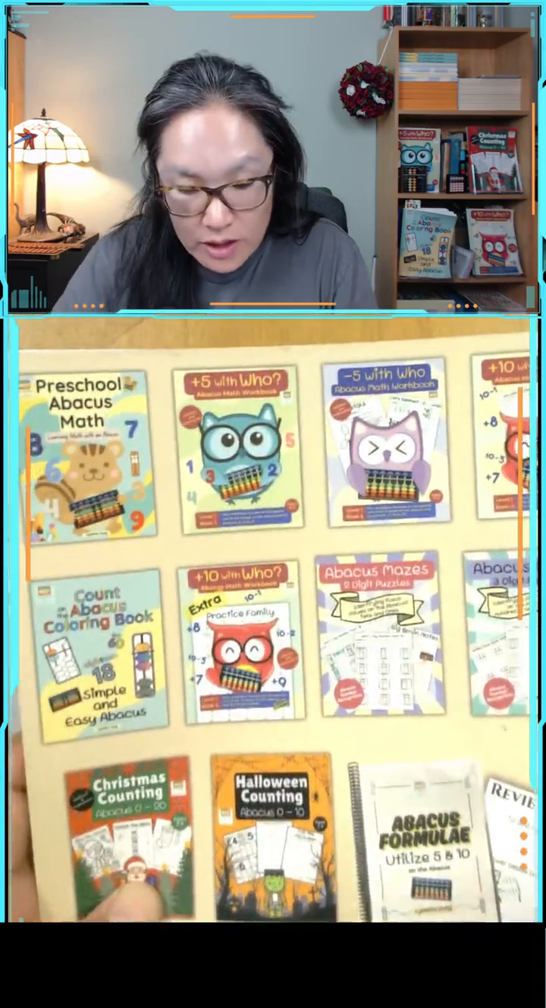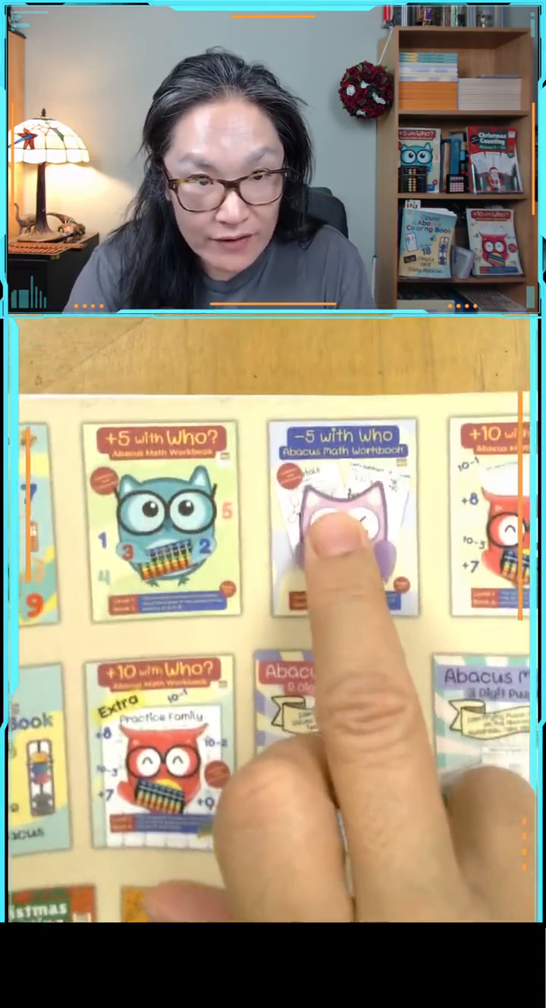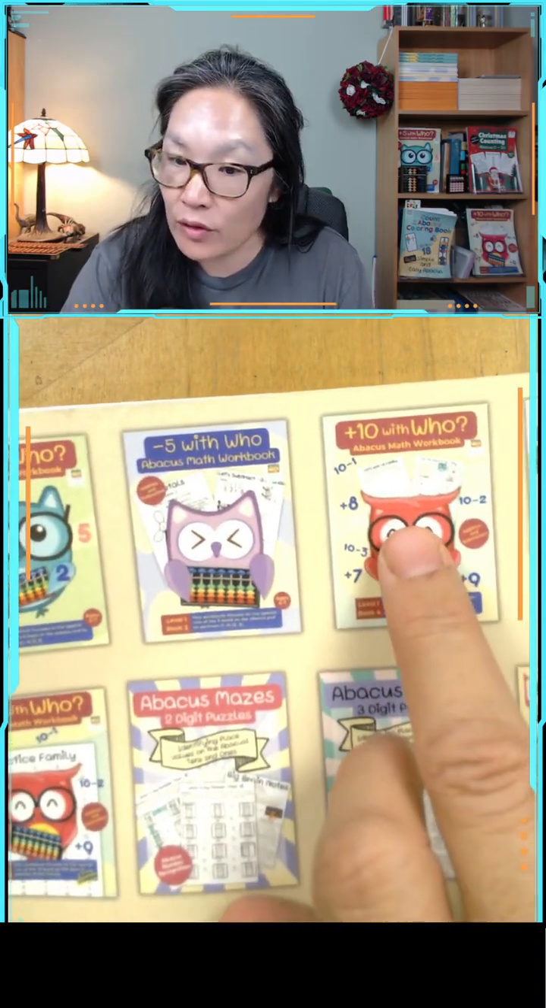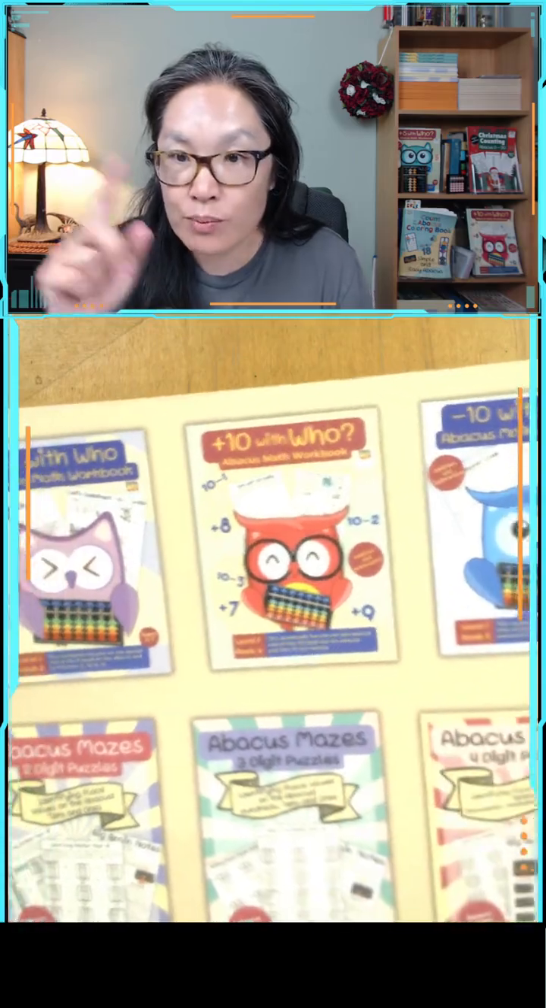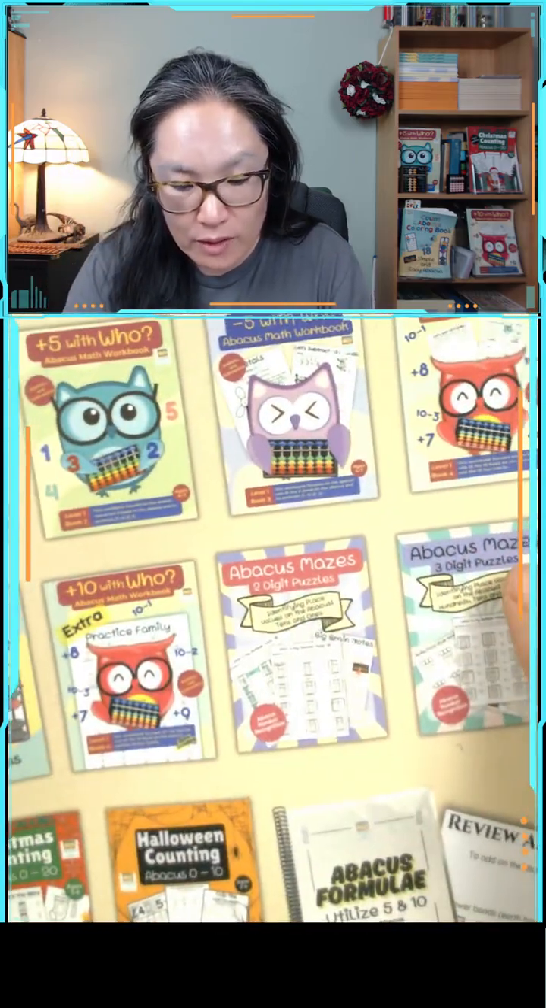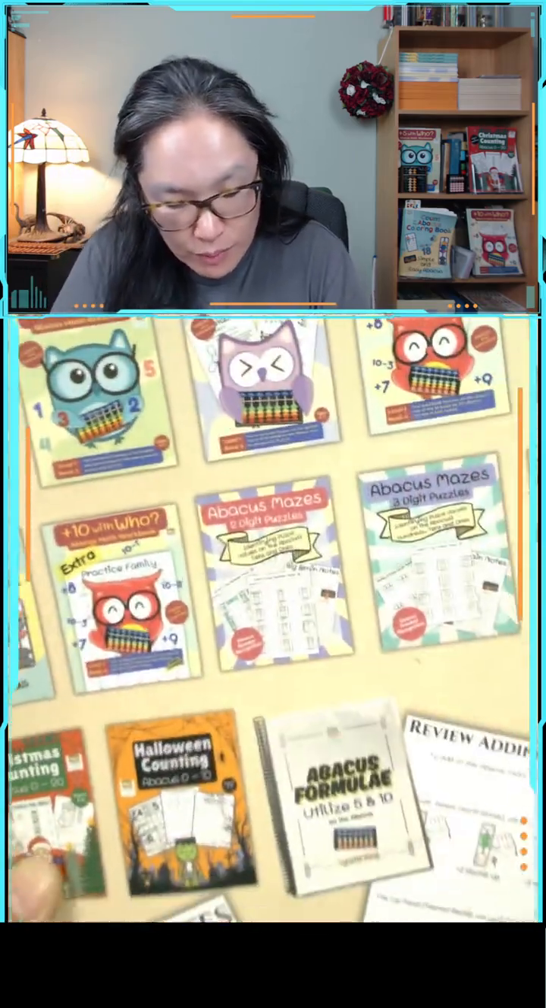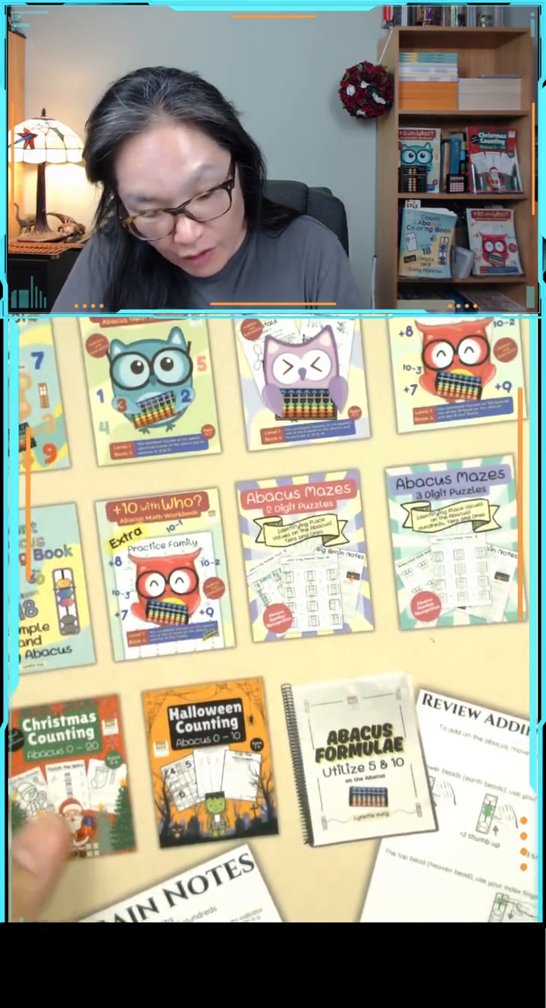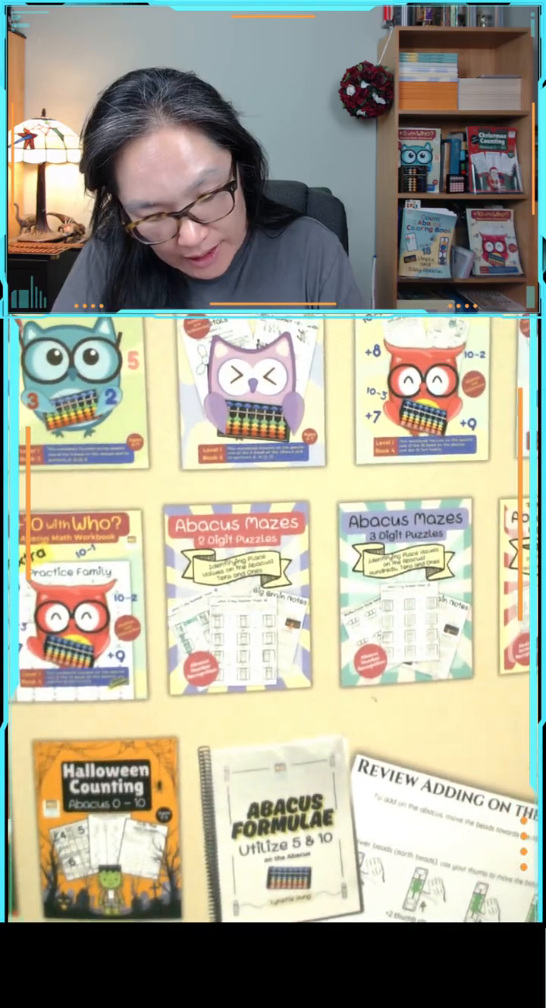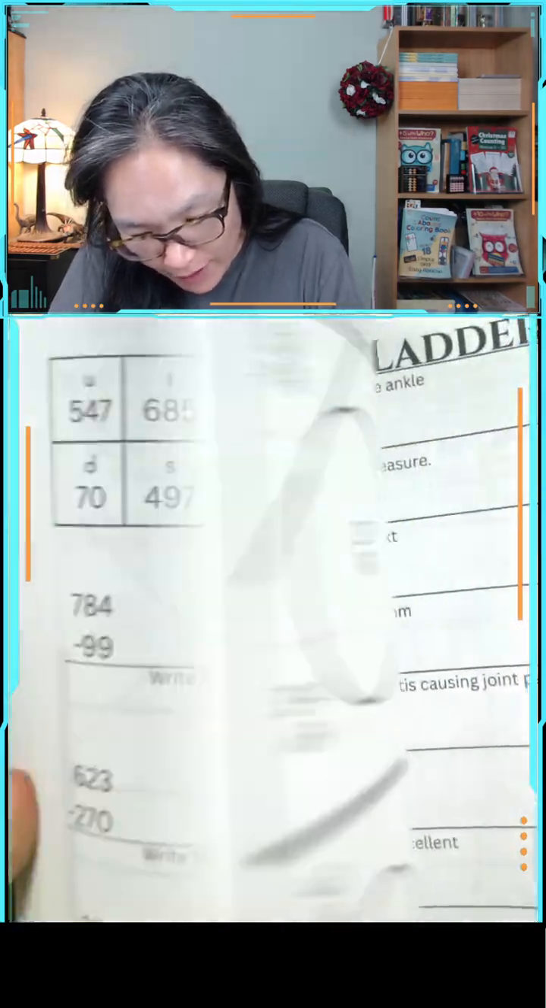Oh, sorry, you can't see that. So here's the plus 5. This is the minus 5. There's the plus 10, which is like carrying over. And then this is the minus 10, which is borrowing. And then after that, I'm still working on my other books. But right now, I'm on book 15. Yeah. So I have 14 books that I've published. And I'm going to keep on publishing until I abacify the world.